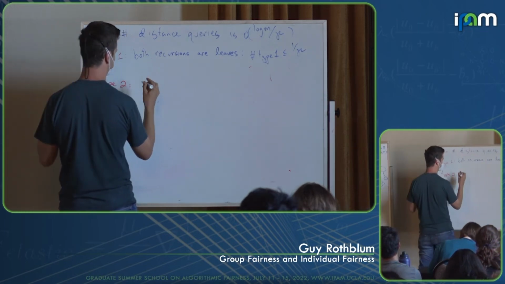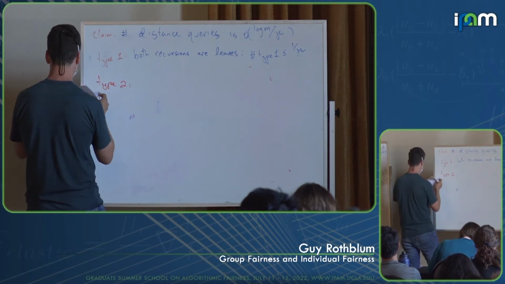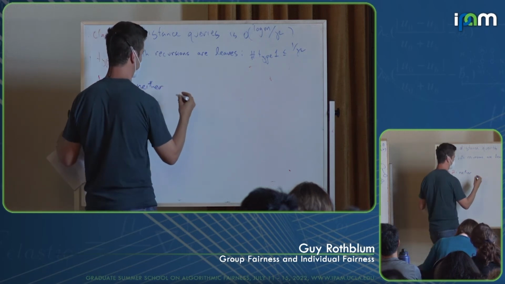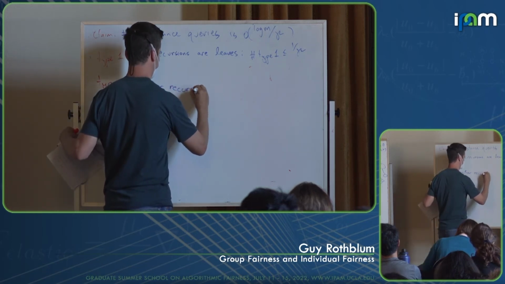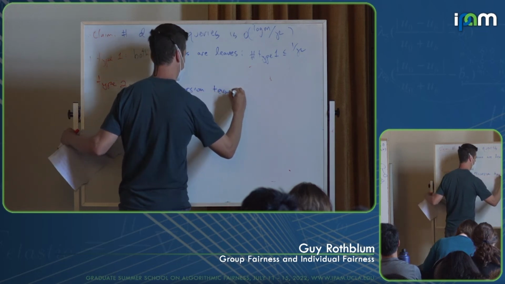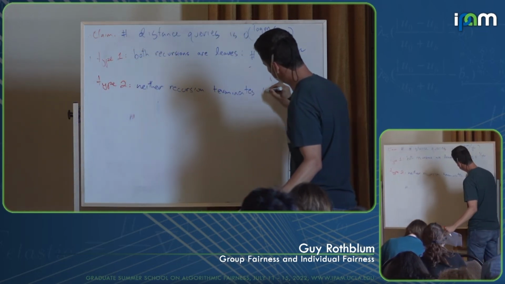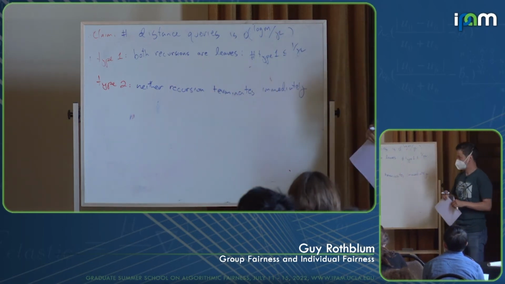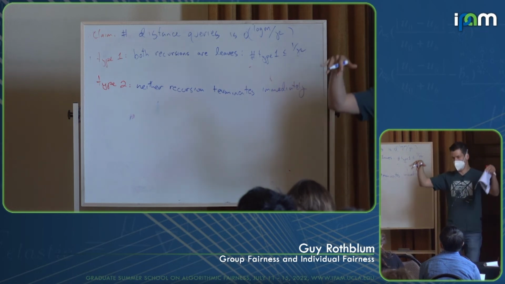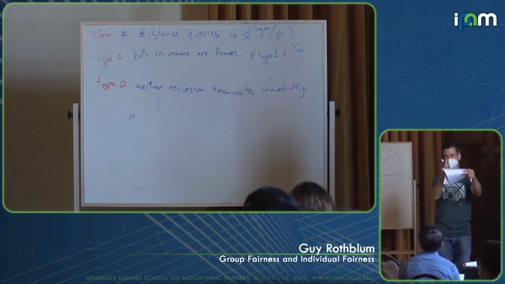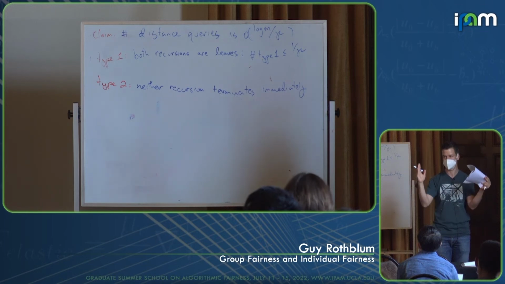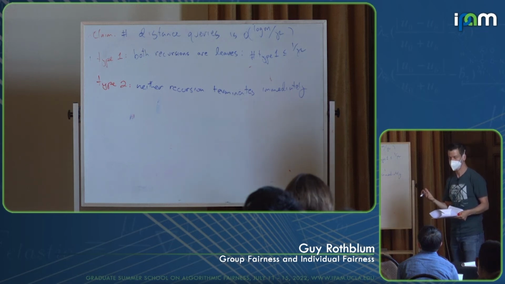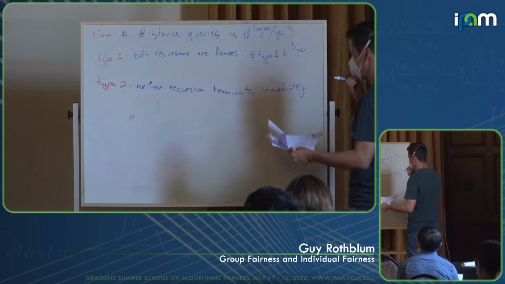Okay, type 2 nodes, where basically neither one of the recursions terminates immediately. So that means that both of the children of this node are going to cover at least a gamma interval, because they're not halting. So this node covers at least 2 gamma itself. And how many nodes of this type can there be?